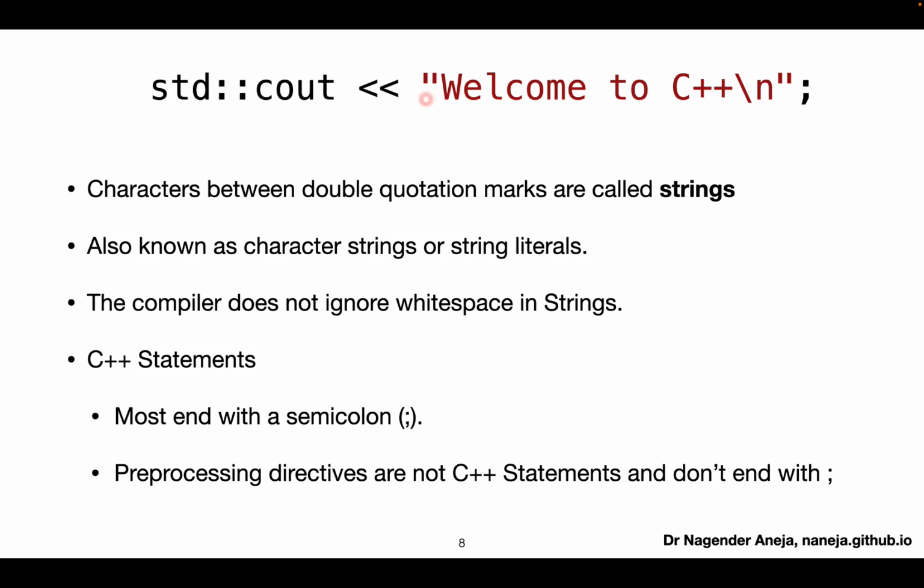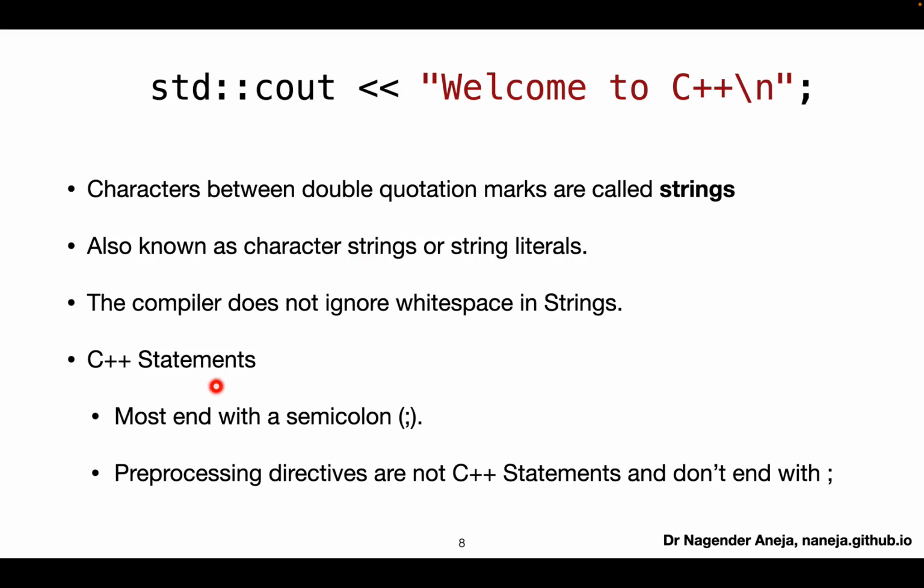Anything which is in double quotes is called a string. Characters between double quotation marks are called strings. By default, white spaces are ignored by the compiler. For example, here we can have multiple spaces, but any white space inside the string is not ignored. If you have two spaces here, the compiler is going to show you the two spaces. So it does not ignore them. You can call this a character string or a string literal.